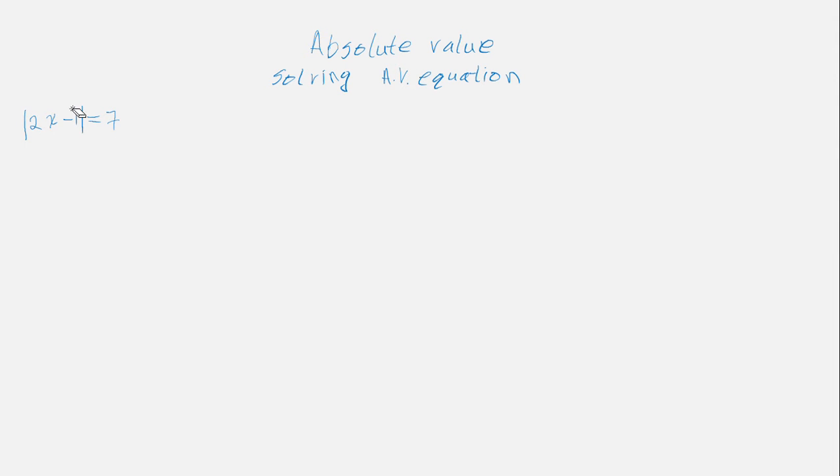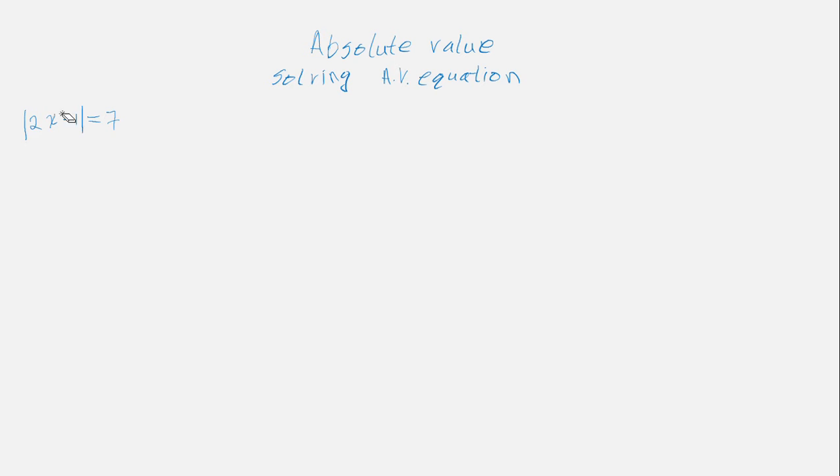When we are solving absolute value equations, first we need to make sure that the absolute value term, which is this one right here, absolute value of 2x minus 1, is by itself on one side of the equal sign. In this case, we already have that, so there's no need to manipulate the equation in any way. So we can go to the next step.